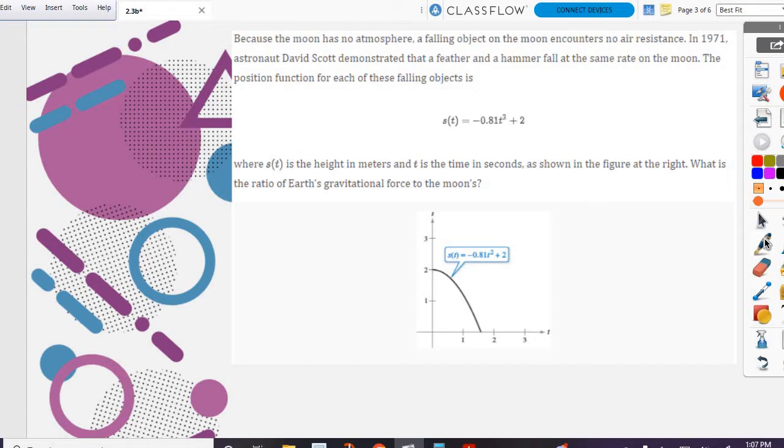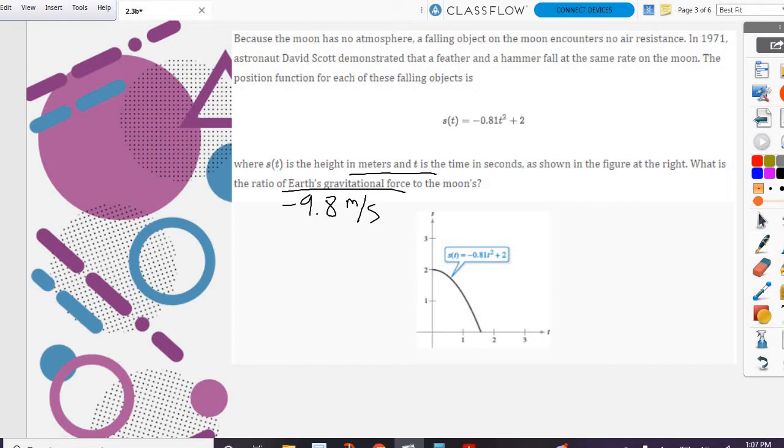So, what did we just talk about? What is our gravitational force for Earth? Negative 16, and we said that's in feet. And this time they do give it to us in meters. So what is it in meters? Negative 9.8 meters per second squared. Agreed?